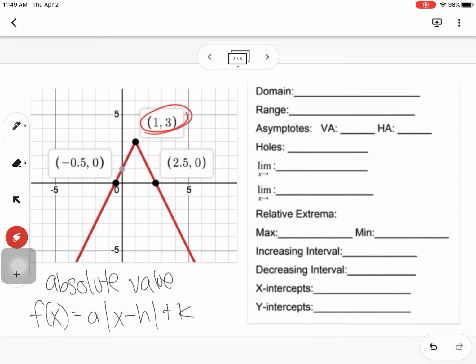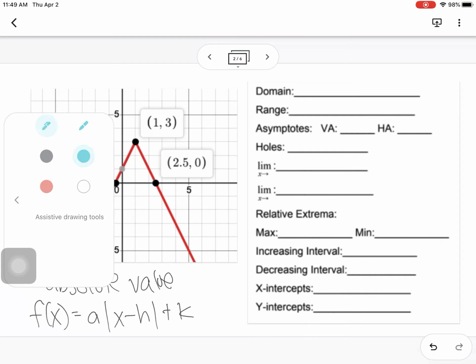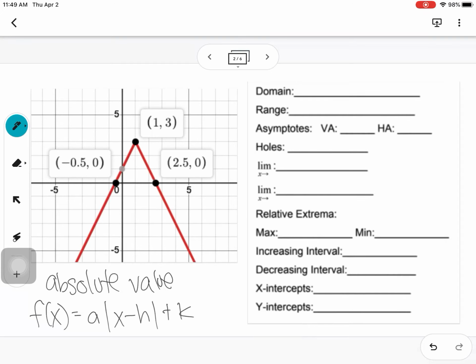So like for example, my vertex is at 1, 3, so my graph went right 1 and up 3, so my H would be 1, my K would be 3. The A value, I know it's negative because it's upside down. It also looks steeper than normal, and if you look at the slope, it goes down 2 over 1, so this A would actually be a negative 2. Now again, that's not what I'm asking you to do here, but it is always good to practice and think through. What I am asking you to do is to fill in this whole chart.